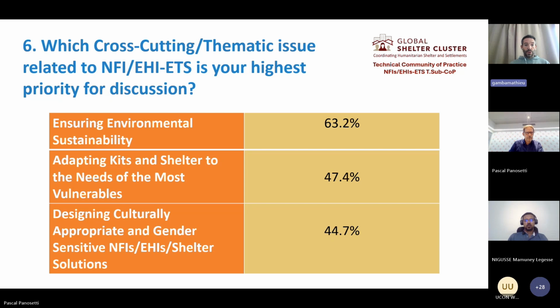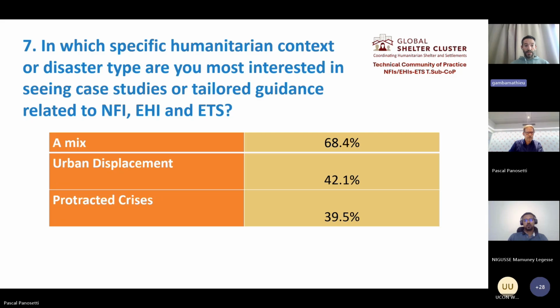To conclude, the last question: which humanitarian context are you the most interested in? One of the options was a mix of all the different responses, and it was the priority for you. There is no specific context. It's roughly all of them, which I can understand because we all work in different contexts, responding to different disasters or conflicts, and all contexts are different.